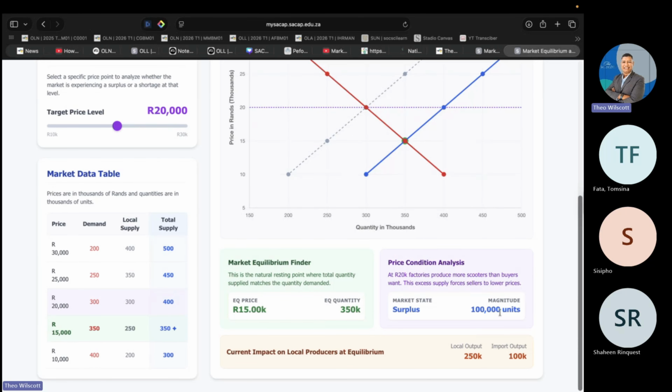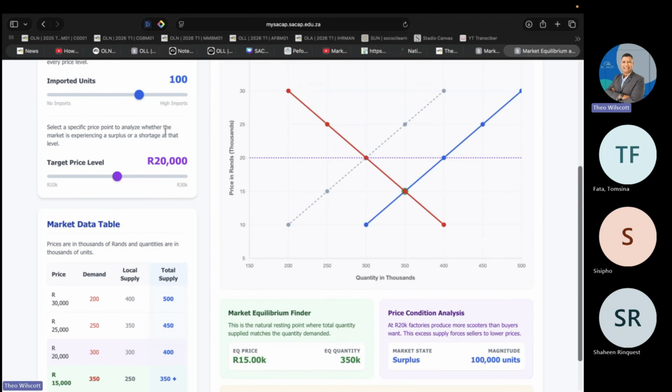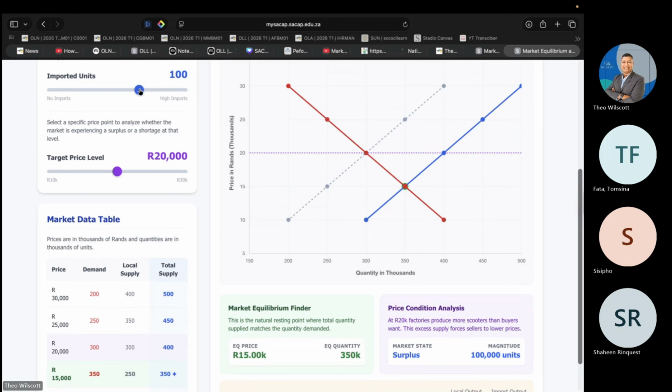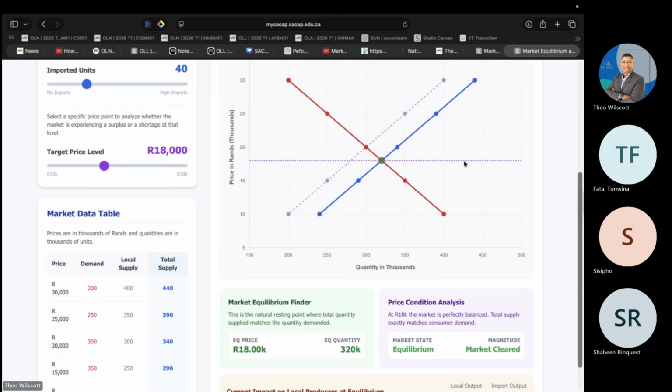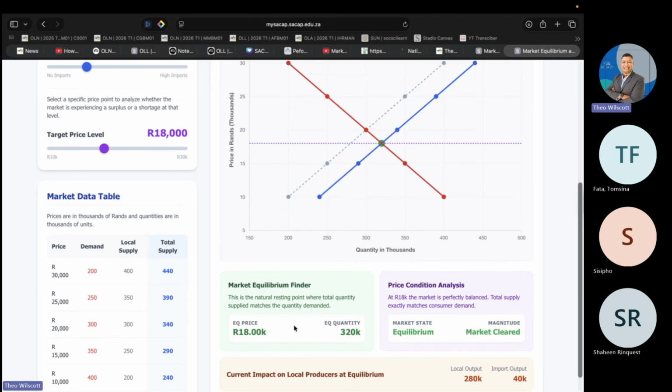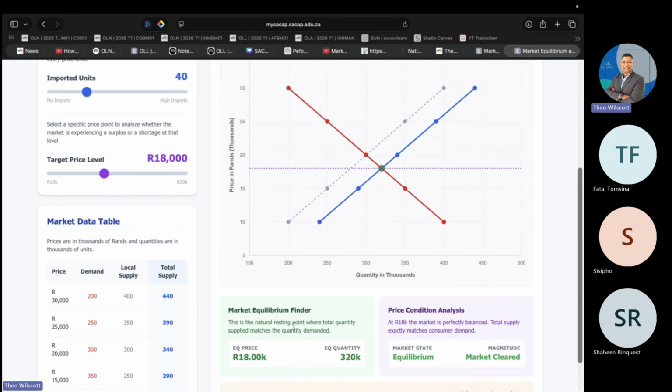100,000. So the question is, at what point do we reach equilibrium where we have no surplus? Then you can literally move it. Let's see. We've reached equilibrium, and we've reached it at an additional 40 units imported, with the local supply, at a price of 18,000 per unit. You've reached market equilibrium.